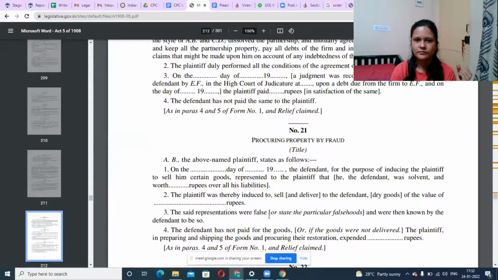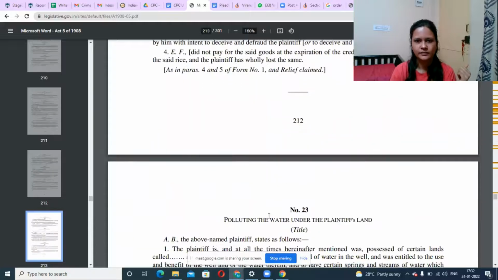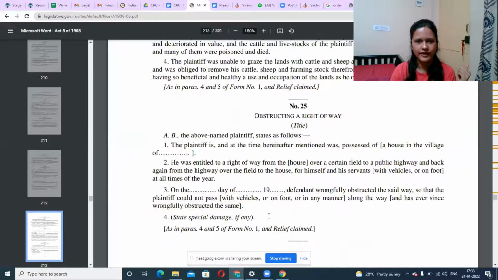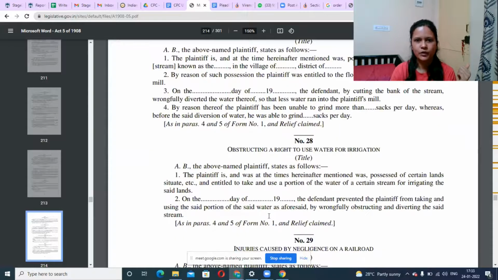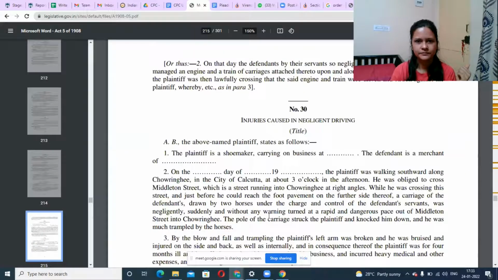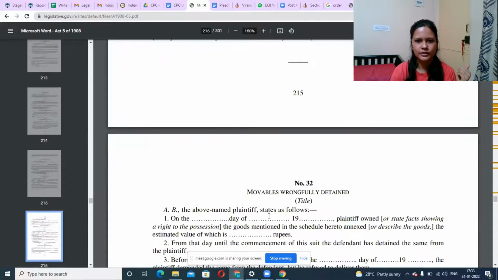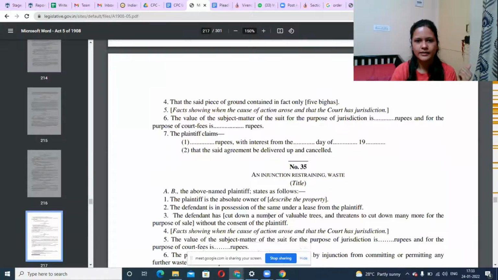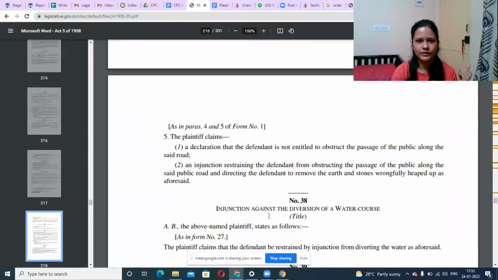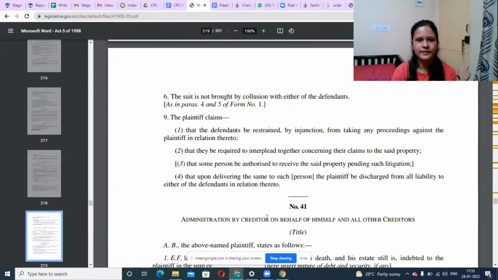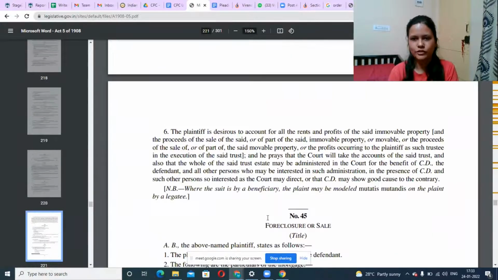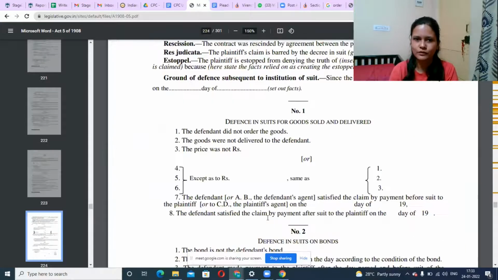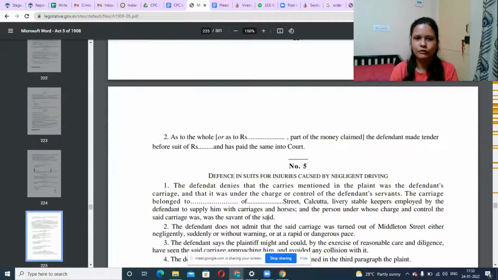Indemnity, procuring property by fraud, polluting water, carrying on noxious manufacture, obstructing a right of way, diverting water course, injuries, malicious prosecution, movables wrongfully detained, rescission, injunction, public notice, interpreter. We have so many different types of forms mentioned. So most likely the matter would fall under any of these different types of suits. If it is falling, we need to mention it in that certain format only.